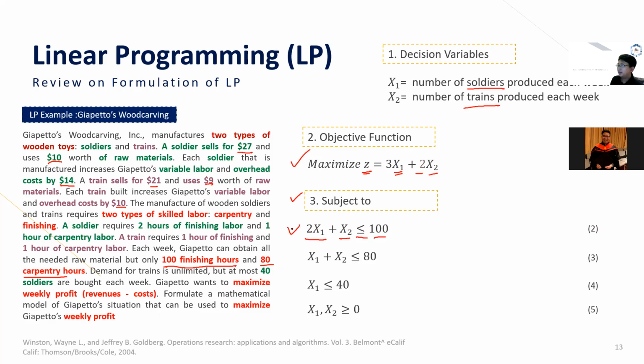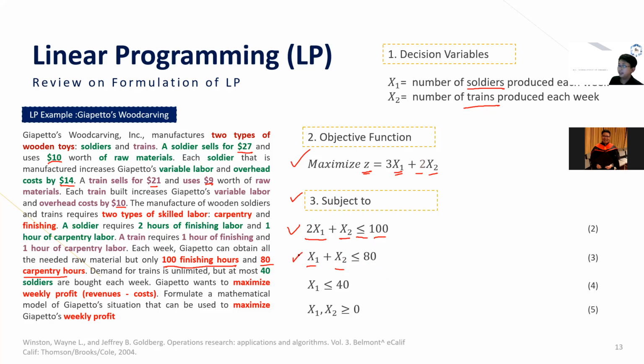And the same way we can calculate for the carpentry hours: x1 plus x2 should be less than or equal to 80, because we know there are only 80 hours for carpentry activity. Producing 1 soldier contributes 1 hour, and 1 train contributes 1 hour. So 1x1 plus 1x2 less than or equal to 80. Okay, that is the second constraint.